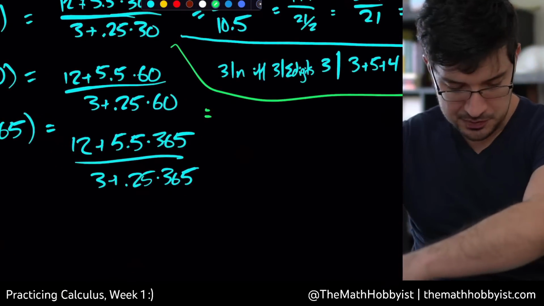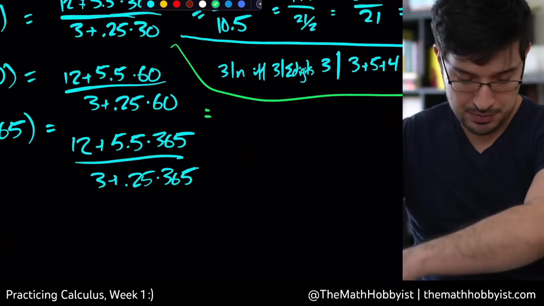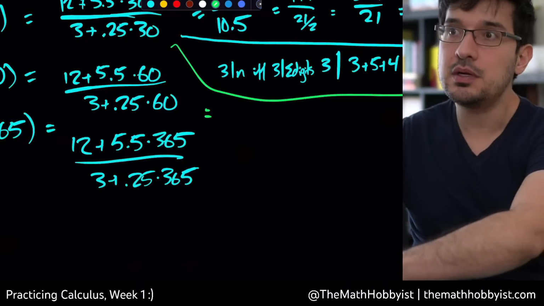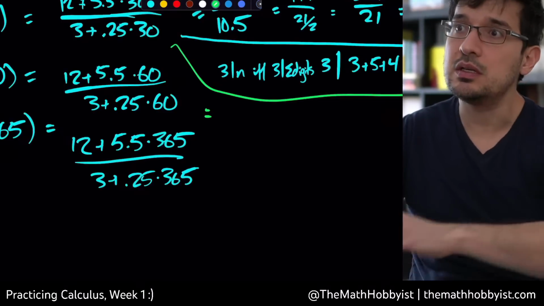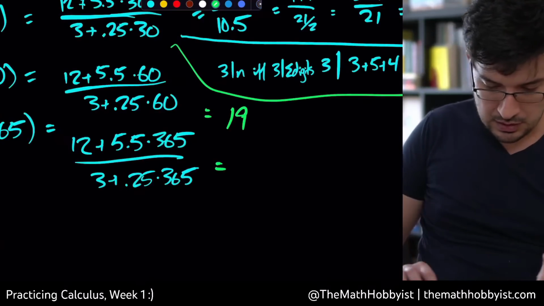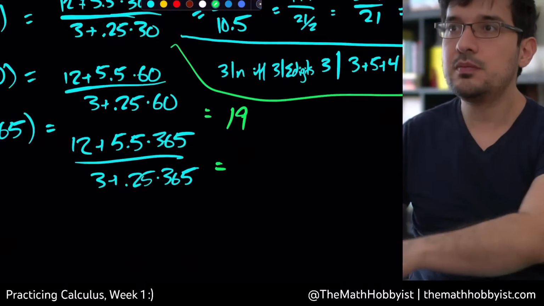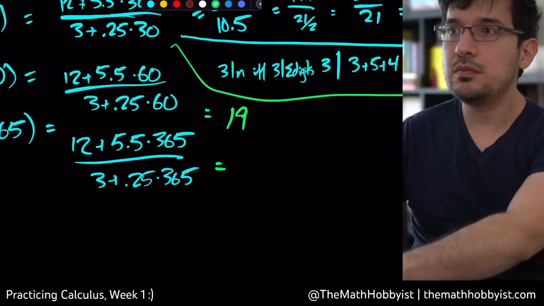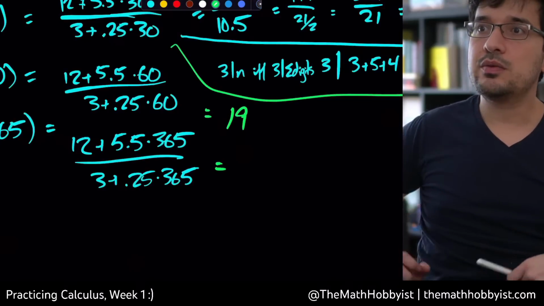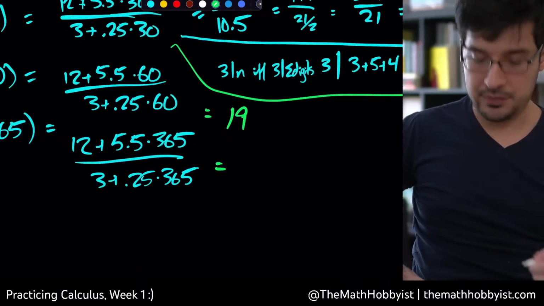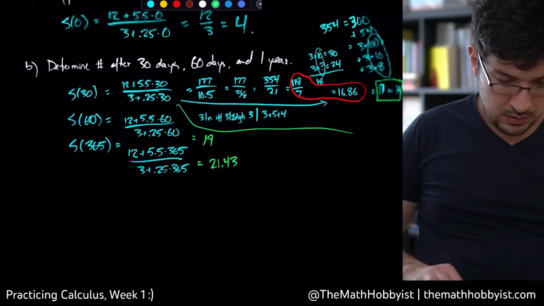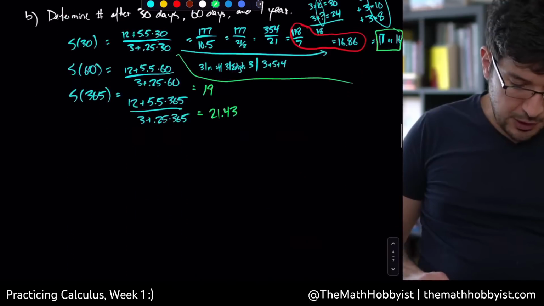This time I'm not going to bother with the mental math. It's fun, but let's just move on. Let's ask ChatGPT. 3 plus 0.25 times 60. I got 19 in this one. And then 21.43. Okay, so there's our modeling problem.